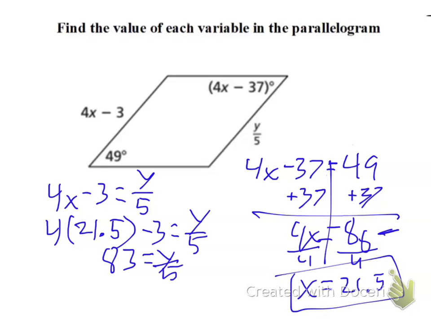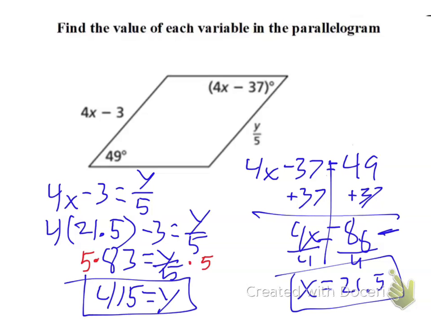And if I have y divided by 5, in order to get rid of that 5, I need to multiply both sides by 5. So stick that in the calculator. And 83 times 5 is 415. So 415 equals y. And there are my two answers. All right, let's do one more example.